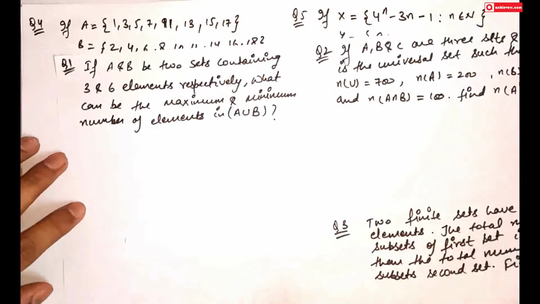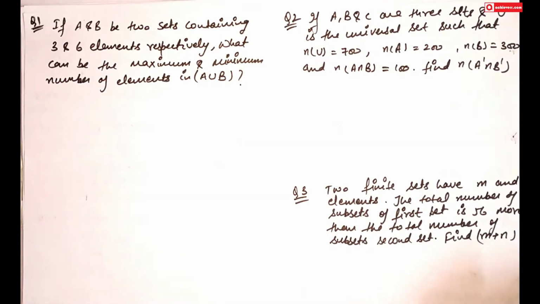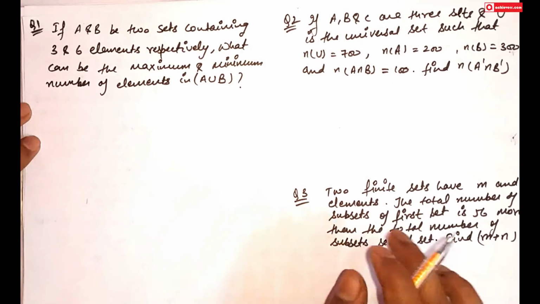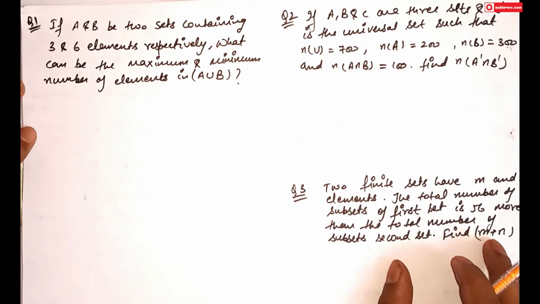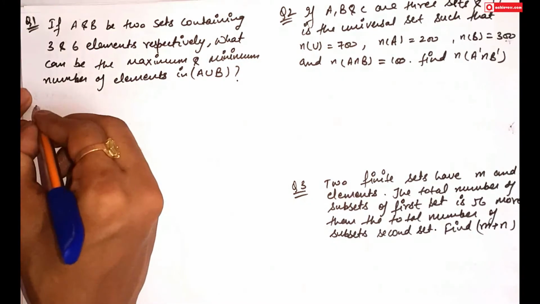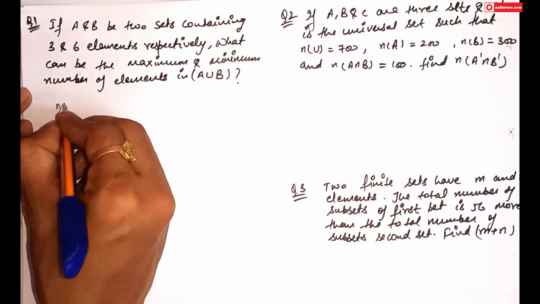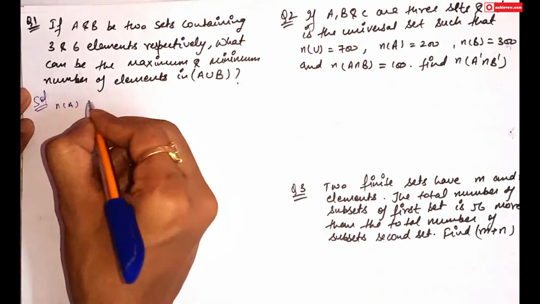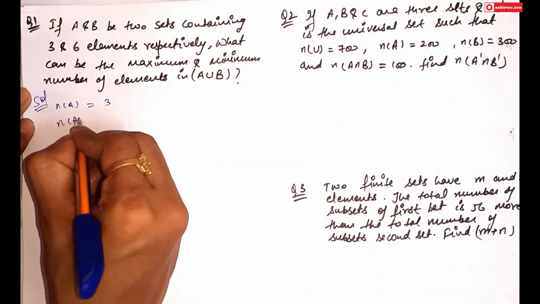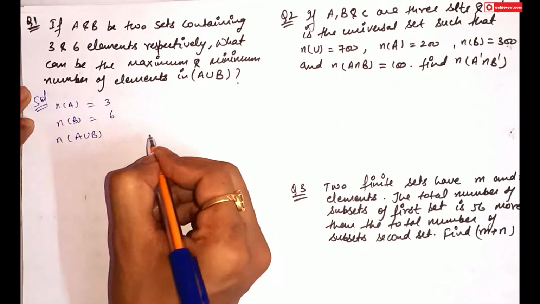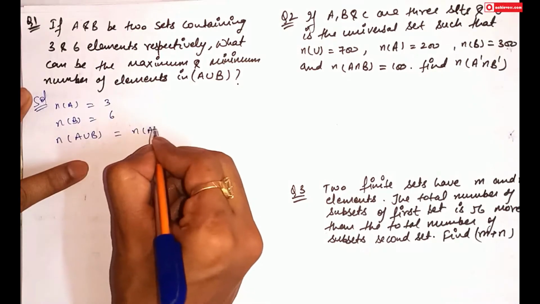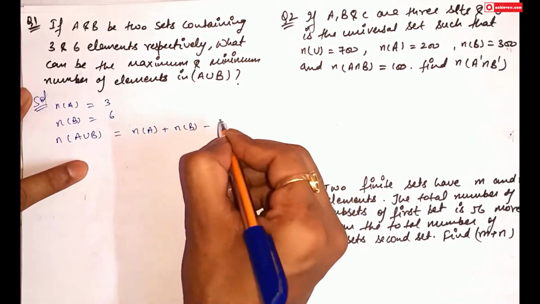Now let's move on to some questions related to this topic, that is sets. So the first question is, if A and B are two sets containing 3 and 6 elements respectively, what can be the maximum and minimum number of elements in A union B? So to solve this question, we have n of A equal to 3, n of B equal to 6, and we want to find n of A union B. So n of A union B is n of A plus n of B minus n of A intersection B.